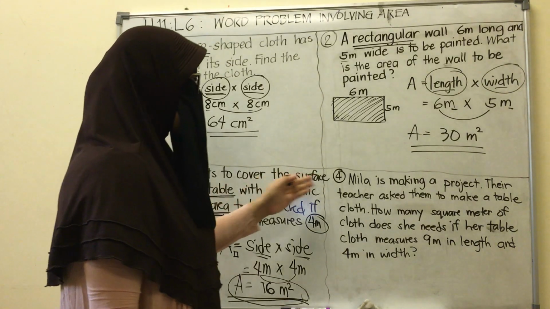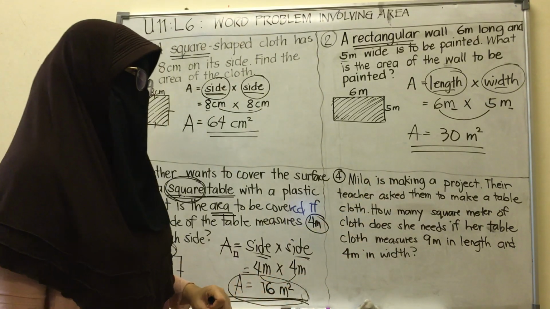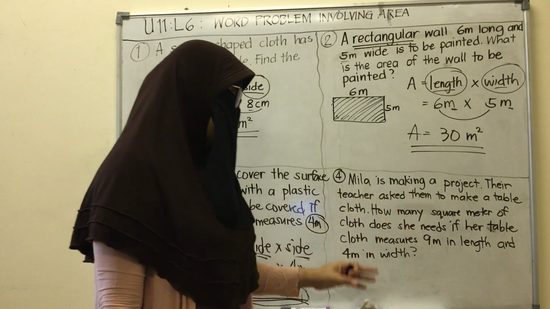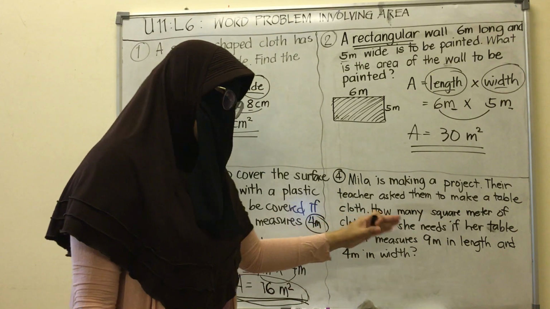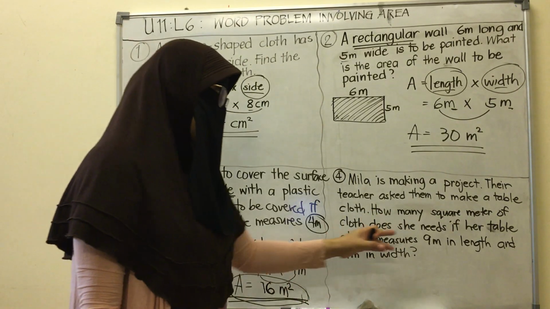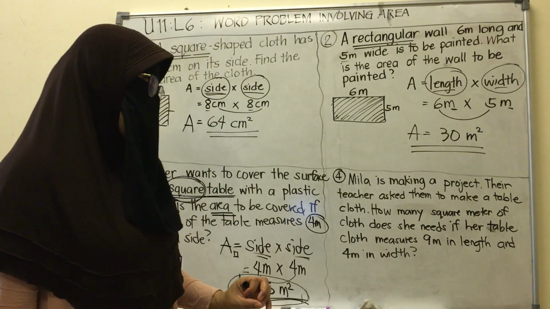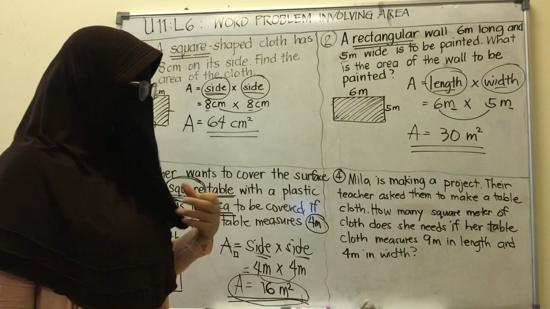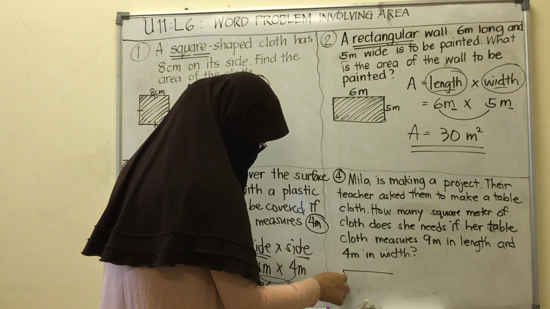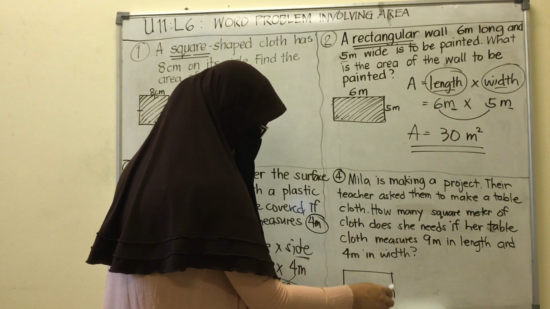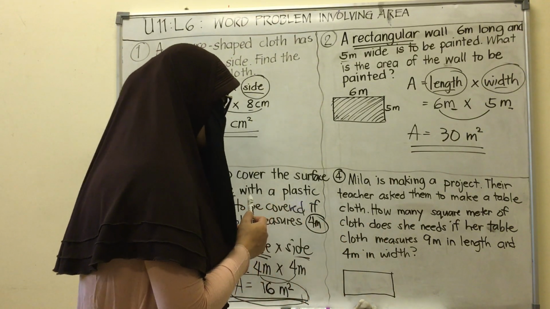Okay? Now let's go on to our last example. Mila is making a project. Their teacher asked them to make a tablecloth. Now how many square meters of cloth does she need if her tablecloth measures 9 meters in length and 4 meters in width? So the teacher asked Mila and the other pupils to make a tablecloth. For example, this is the tablecloth that they're going to make.